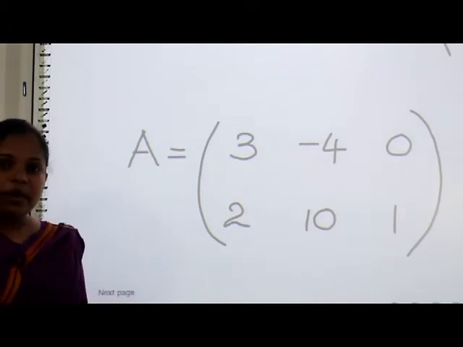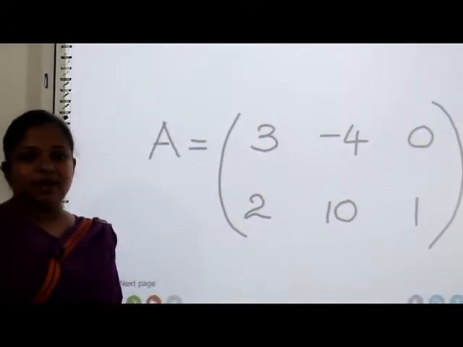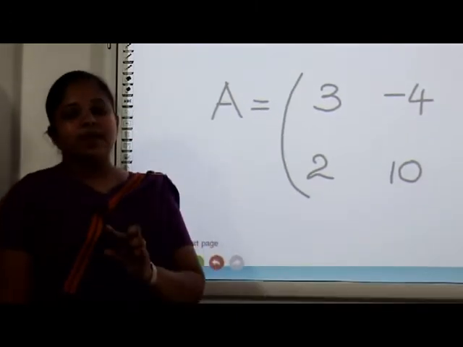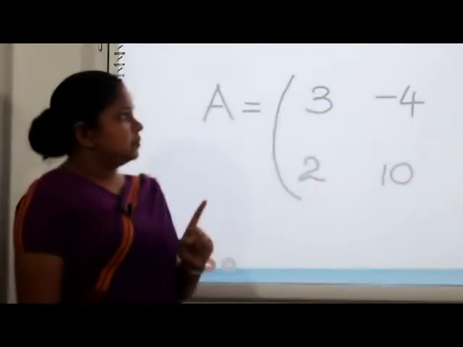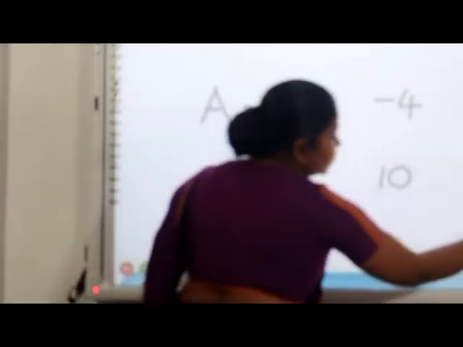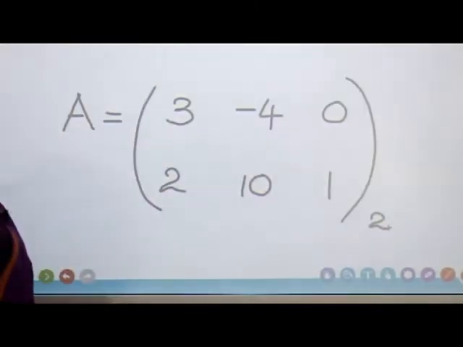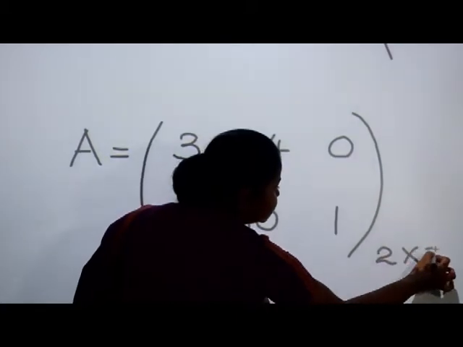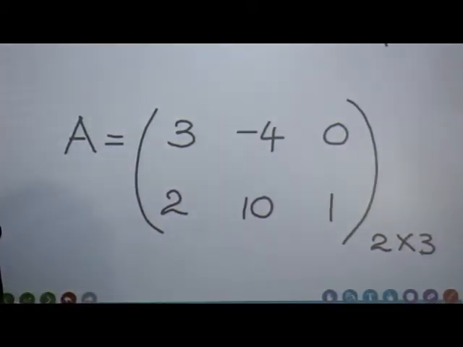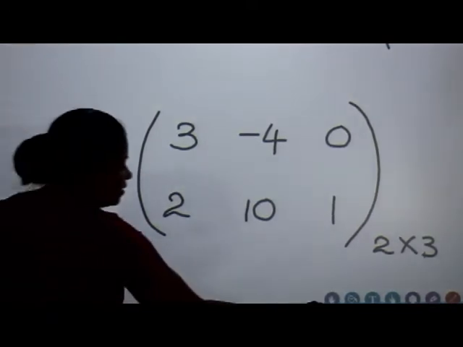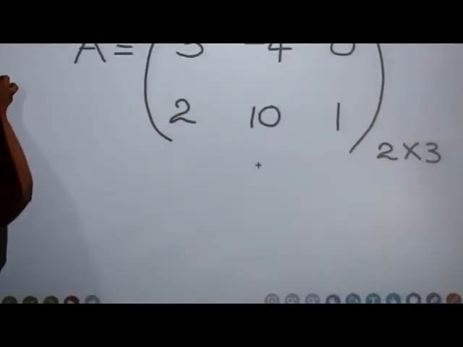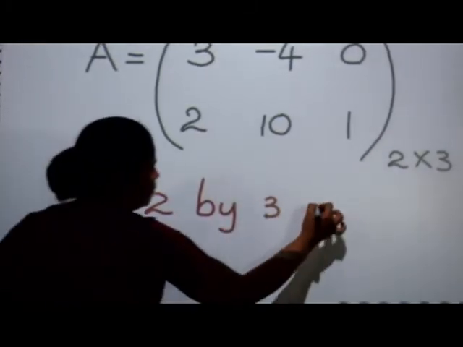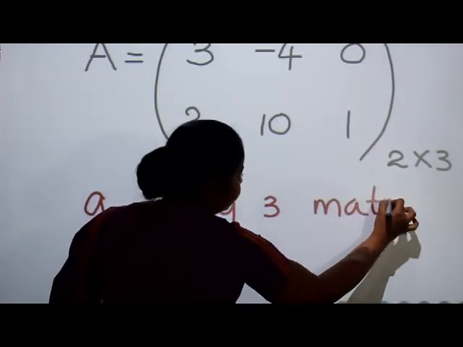Then we write the order of the matrix as the product of number of rows and number of columns. Number of rows, there are 2 rows. Then we write 2 here, and you can see there are 3 columns. Then 2 times 3, or we call it a 2 by 3 matrix. Now this matrix is a 2 by 3 matrix.